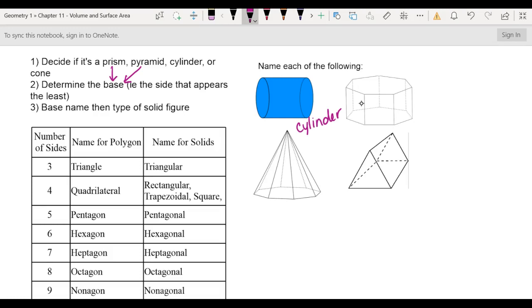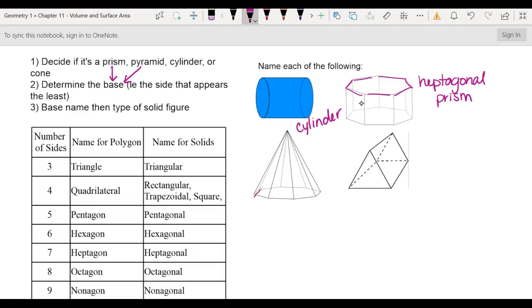a pyramid or a prism? Prism. And it has 7 sides. So it would be a heptagonal prism. Okay, so it has 7 sides. If you count the sides, it has 1, 2, 3, 4, 5, 6, 7. So it's a heptagonal prism.